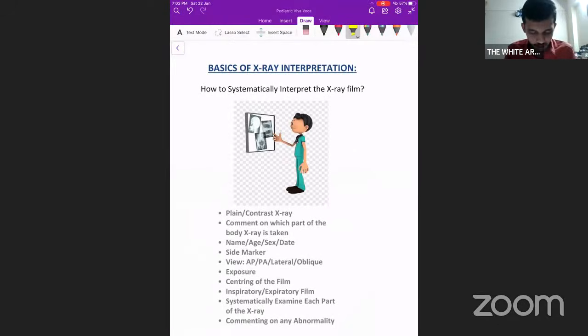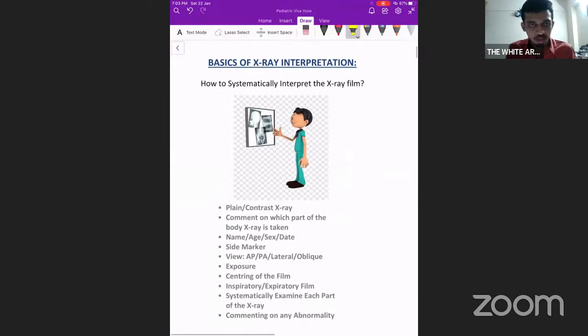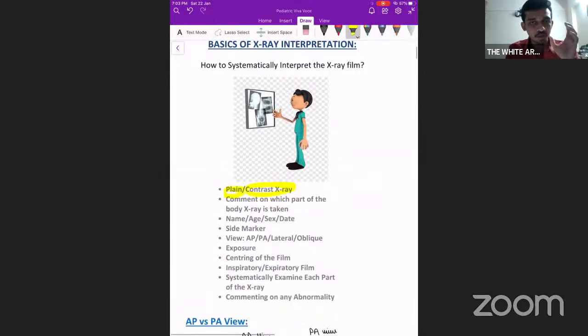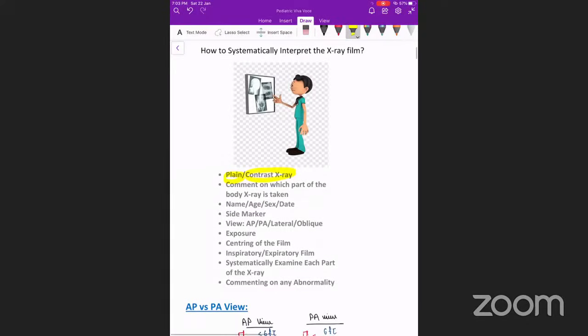When given an X-ray, the first thing you'll have to comment on is whether it is a plain X-ray or a contrast X-ray, followed by a comment on which part of the body the X-ray is taken. For example, if it is from the chest, then you'll have to say a plain X-ray of the chest.